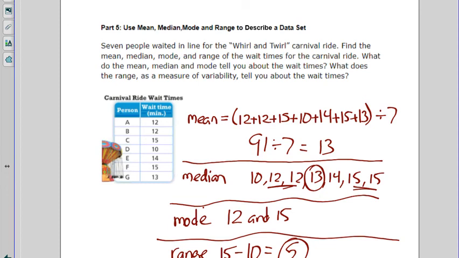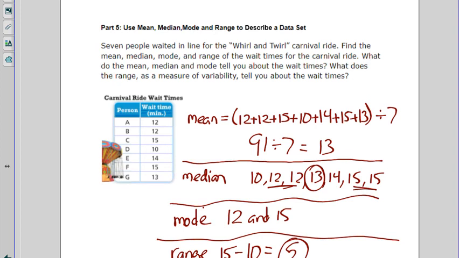Now looking at my data points, I can see the mean and the median happen to be the same. That's just by chance. It doesn't happen that way all the time. So the average wait time is about 13 minutes. You can expect that you'll probably wait about 13 minutes if you want to go on the Whirl and Twirl. But it could vary anywhere from 10 to 15 minutes.